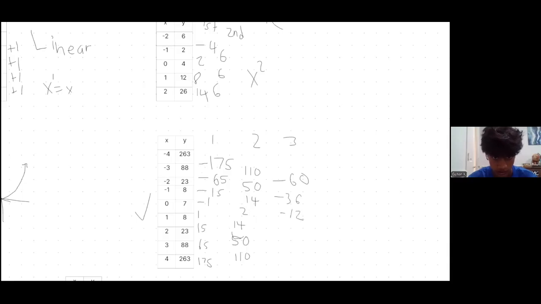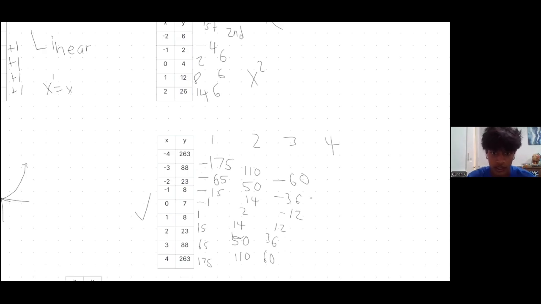And then it's positive 12. Okay. And then 36. And then 60. Okay, if we were just looking at this, it would look like a quadratic. So this is signaling me that in the next degree, we're probably going to find an equal difference.